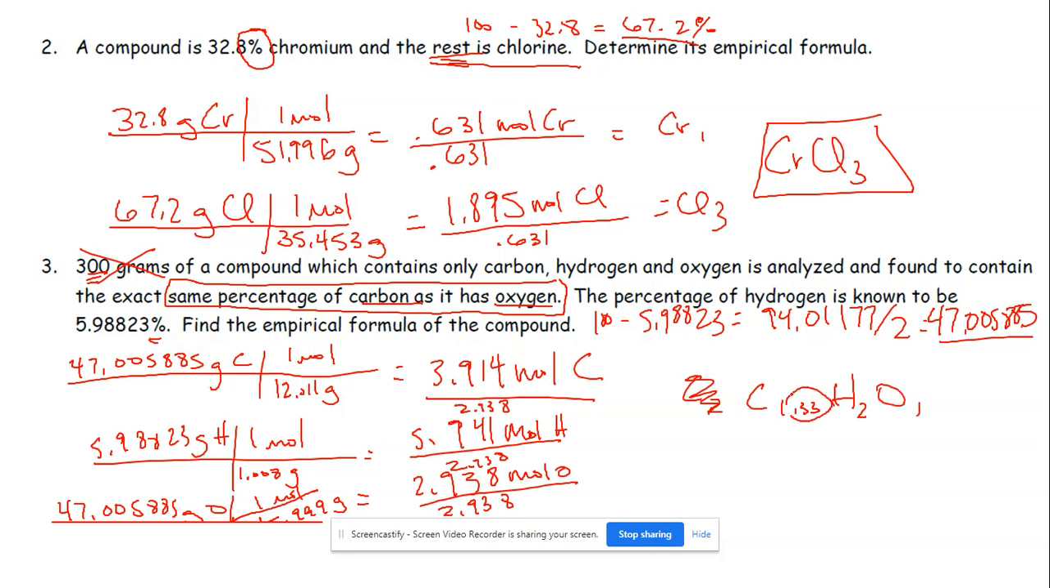Can I round away this 0.33? I really shouldn't. That's a lot of rounding. So instead, we're going to scale the whole thing up to get rid of 0.33, which is the same as a third. We're going to multiply everything by 3. So 3 times 1 1/3 is going to be 4. 3 times 2 is 6, and 3 times 1 is 3. This is our empirical formula.